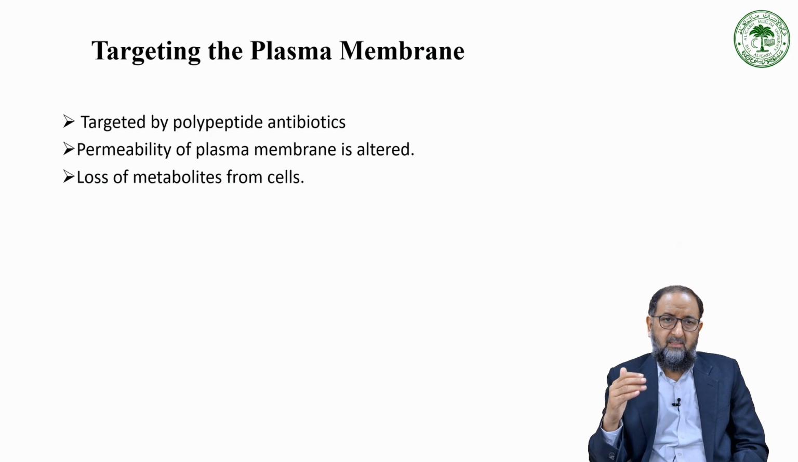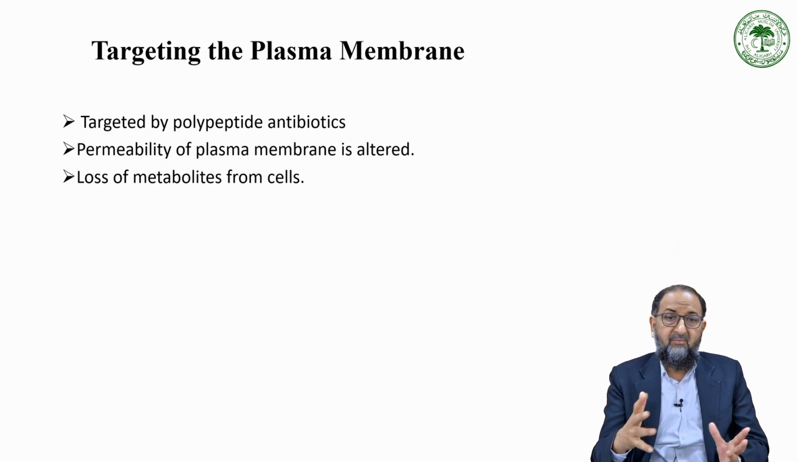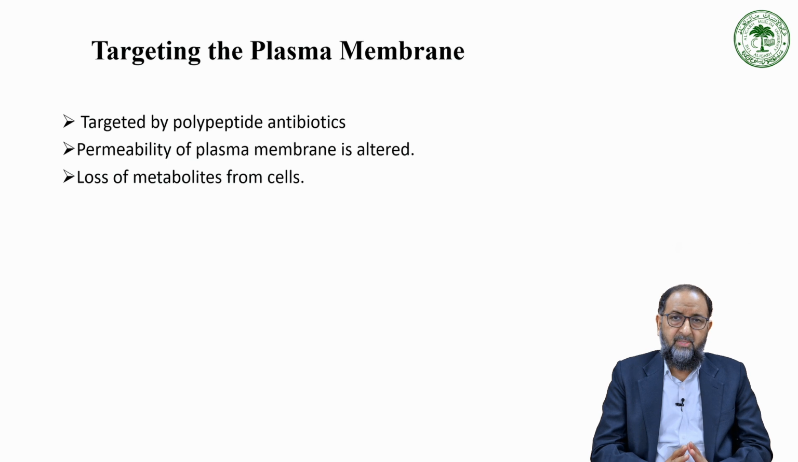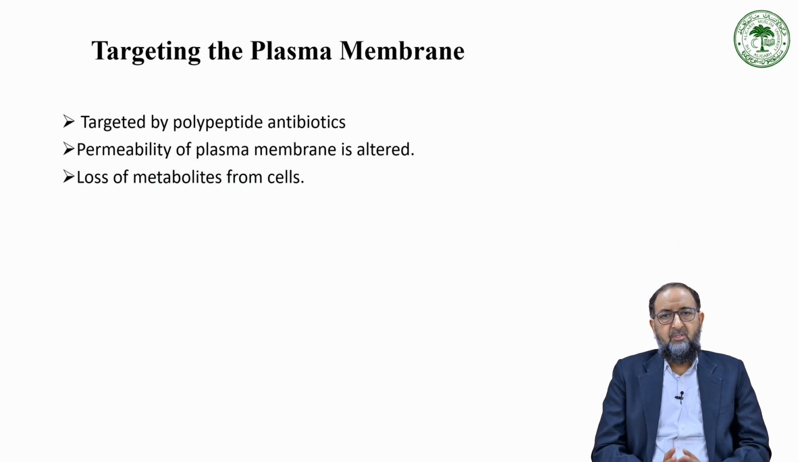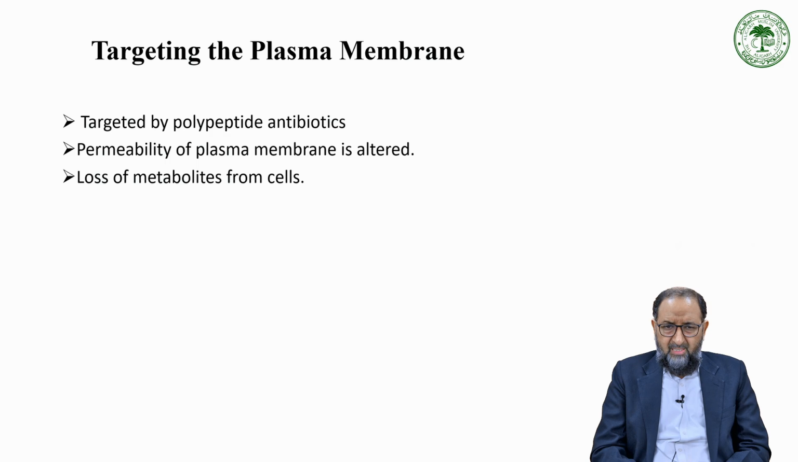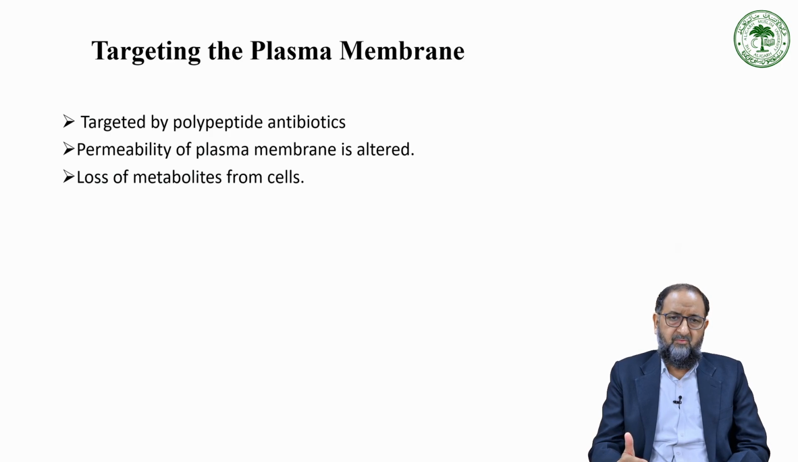So when the plasma membrane is targeted by the polypeptide antibiotics, permeability will be increased, or permeability will be imbalanced or altered, and because of this endosmosis process, it can lyse the cell, and the cell will die. The loss of metabolites from the cells can also cause inactive cells. Cells become inefficient to grow. So all these things will take place, and because of this, the cell will be inhibited, killed or destroyed.